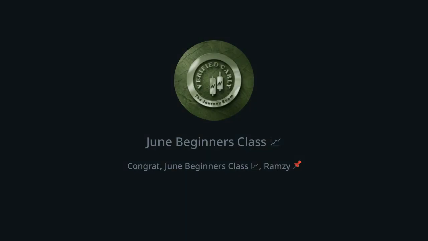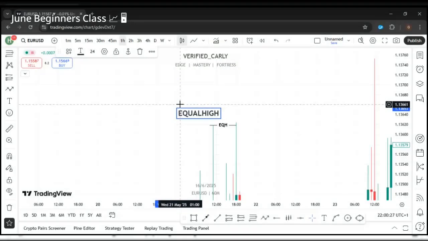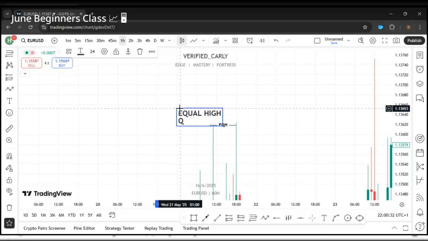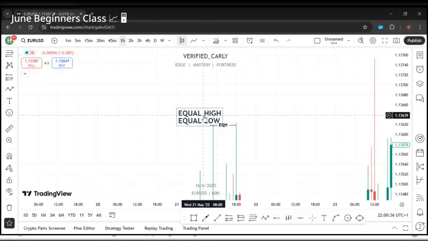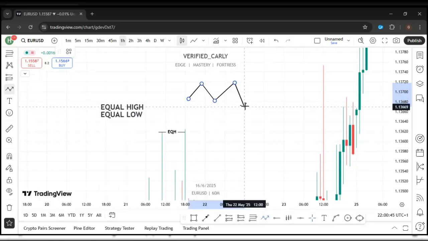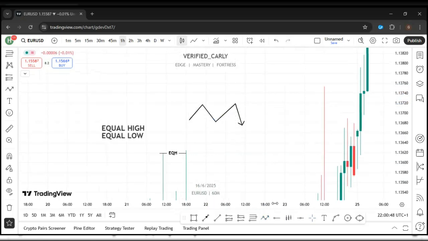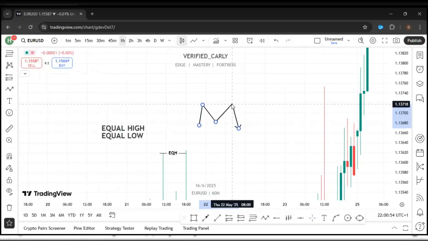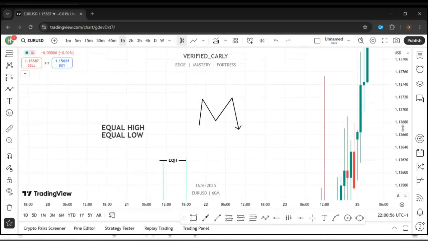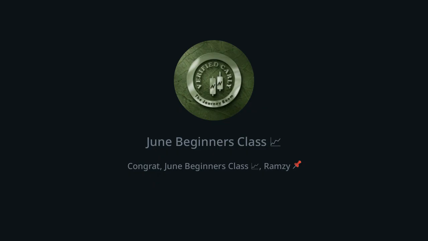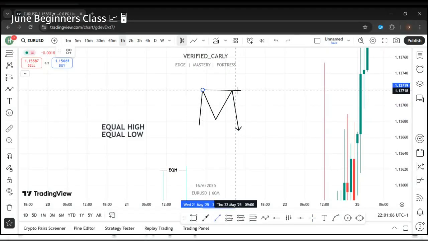Equal high. And we also have equal low. It is the same thing, just in a different way. So if you see something like this, for example, right, and you see price come down, right? This is an example of an equal high. Let me just reduce it. This is an example of an equal high. Why? Because if you are looking at this zone right here, this high and this high are equal.